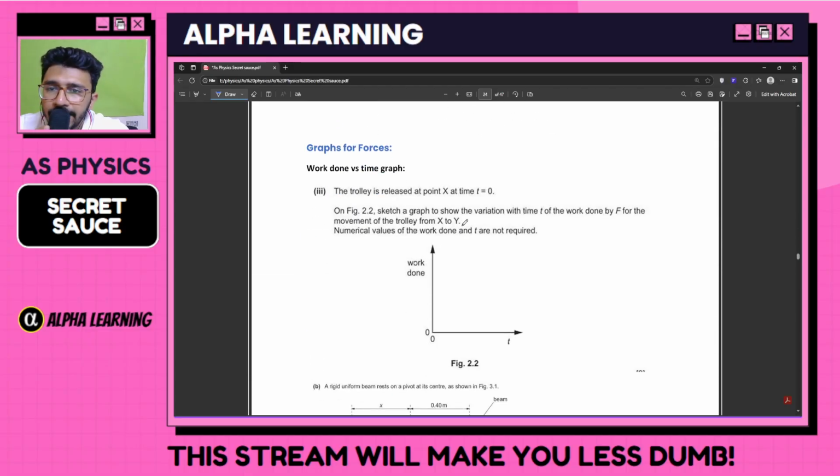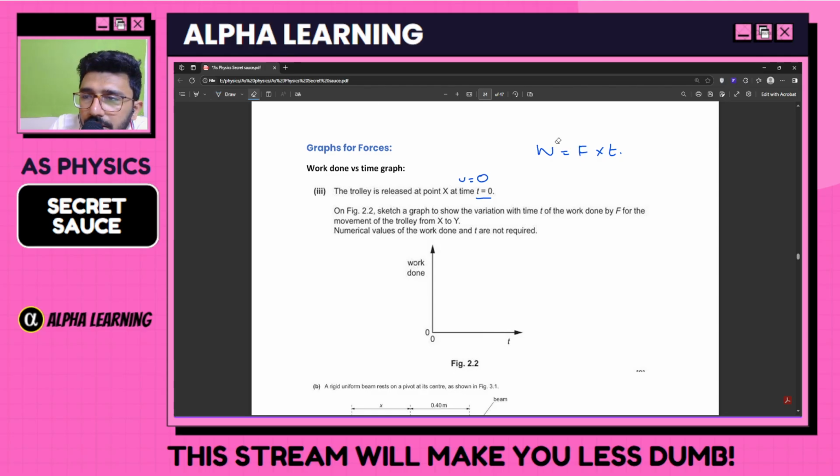Okay, now let's draw the graph of work done versus time. How will we draw the graph of work done versus time? Sit back, relax, you don't need to panic. Okay, what is the formula of work done? Work done is equals to force into time. Perfect. At time t equals 0, your velocity is 0. This was given in the question. Perfect. At time t equals 0, your velocity was 0. Now, you have to calculate the graph of force versus time. Sorry. Work done is equals to what? Force into distance. Sorry, my bad.